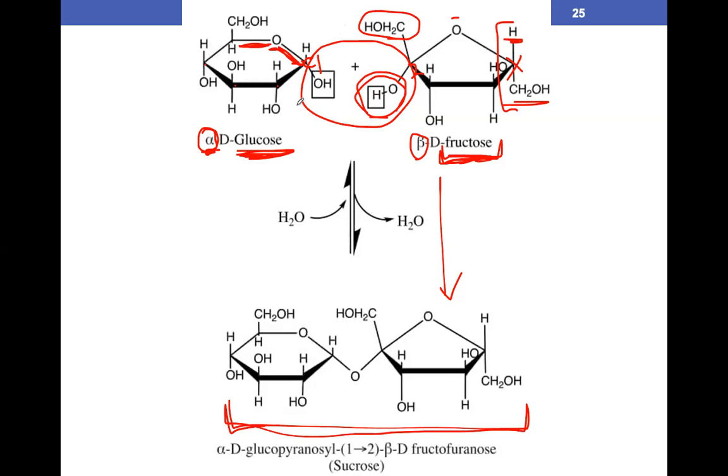Because they can change up the orientation. They can, you know, move the sugar around. So that's why I'm trying to make sure that you guys are able to recognize how to number carbons. Is that clear how we number carbons? Can you repeat the one for fructose?